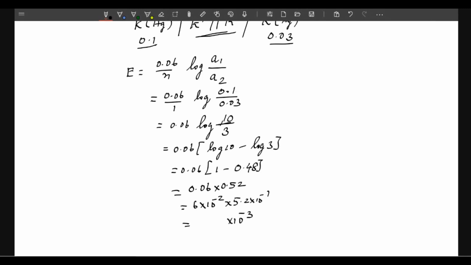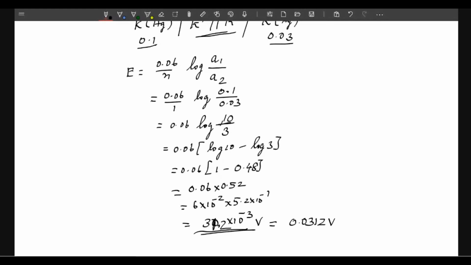equal to 31.2 into 10 power minus 3. Sometimes, what is the answer given? Look at the answer. If they are giving the answer in terms of volt, convert this into decimals instead of writing this way, write in the natural form: 0.0312 volt. Otherwise, sometimes they may give the value in terms of millivolt.